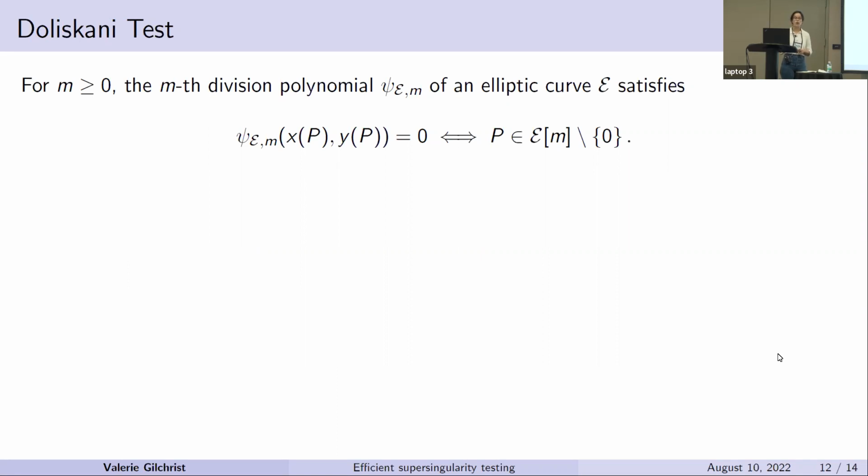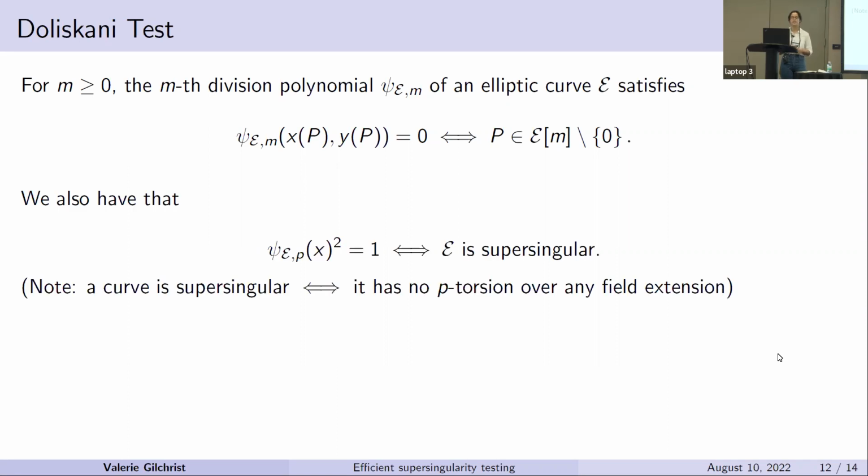And so one equivalent definition of supersingularity is that a curve is supersingular if there are no p torsion points over any extension field. And so what Dallasconi's test aims to do is compute the pth division polynomial. If we get that it's a constant, then we know that the curve was supersingular. If we get that it's not a constant, obviously it's ordinary.